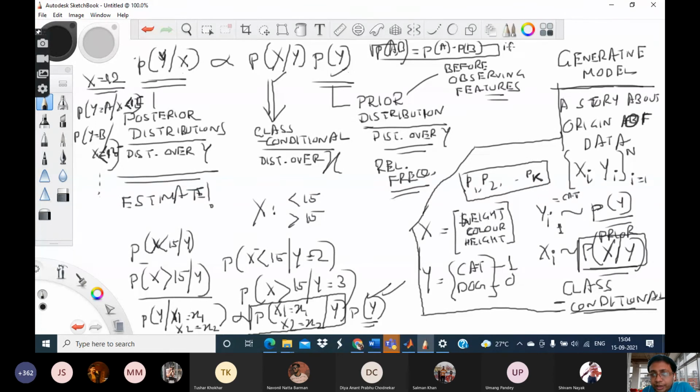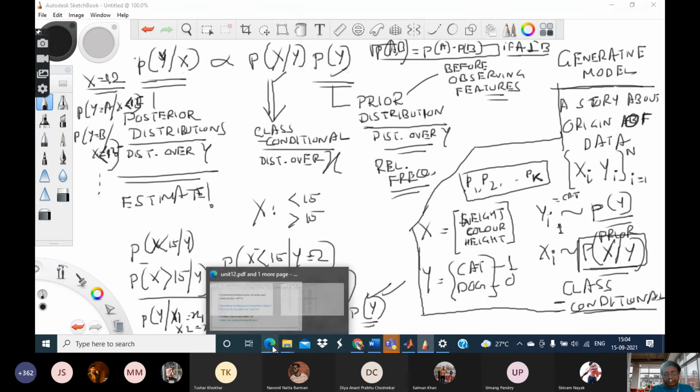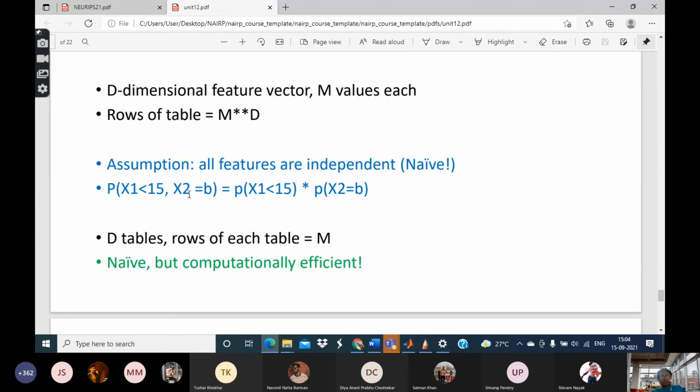If a and b are independent, this perpendicular sign which I have given in the context of probability denotes independence. Okay, so if a and b are independent, then their joint distribution can be written as the product of their marginal distributions. So similarly, in this case also I am doing the same thing. This is a joint distribution of two attributes. I can now write it as the product of the probabilities of the individual attributes.